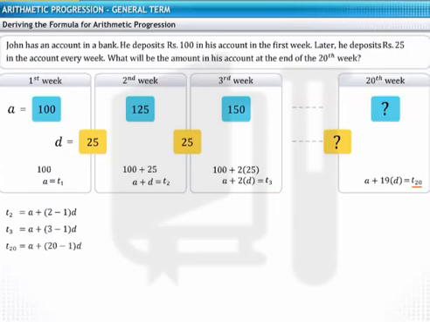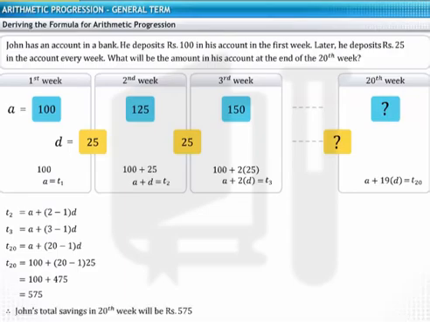You can generalize this to get the 20th term, which is A plus 20 minus 1 multiplied by D. Therefore, T20 equals 100 plus 20 minus 1 multiplied by 25. On solving, you get T20 as 575. In other words, John's total savings in the 20th week will be 575 rupees.